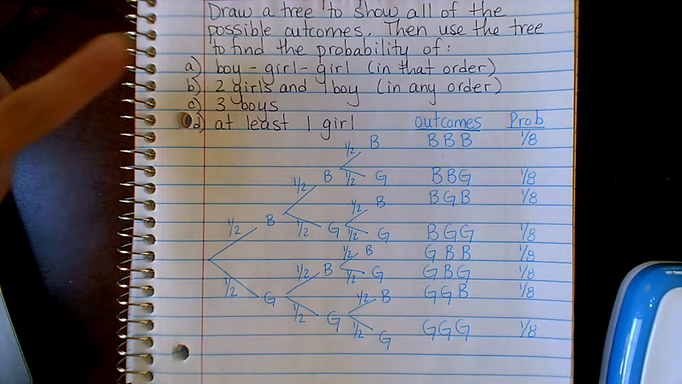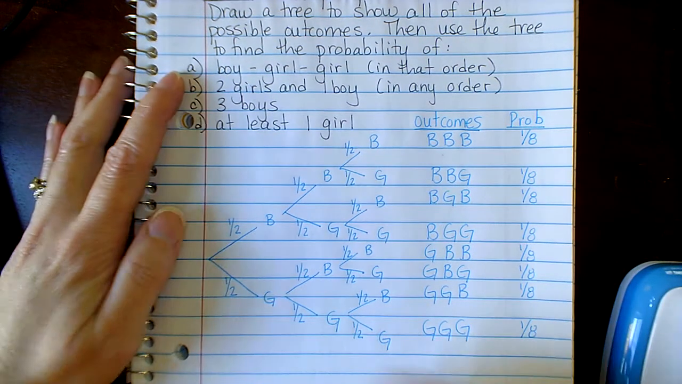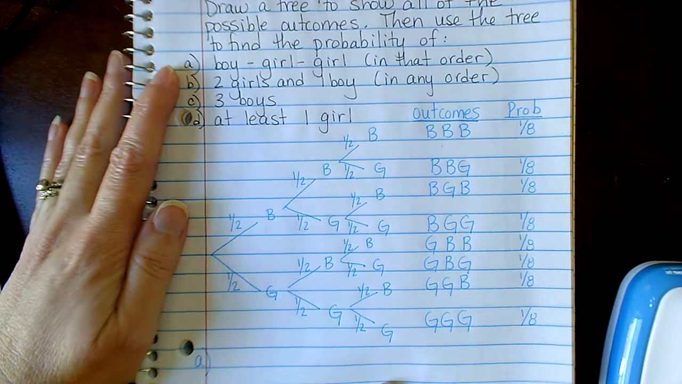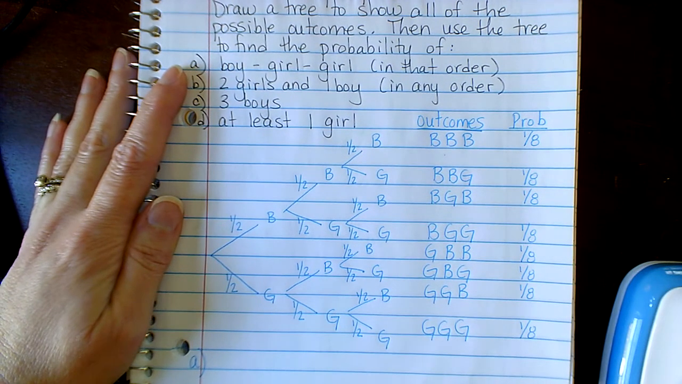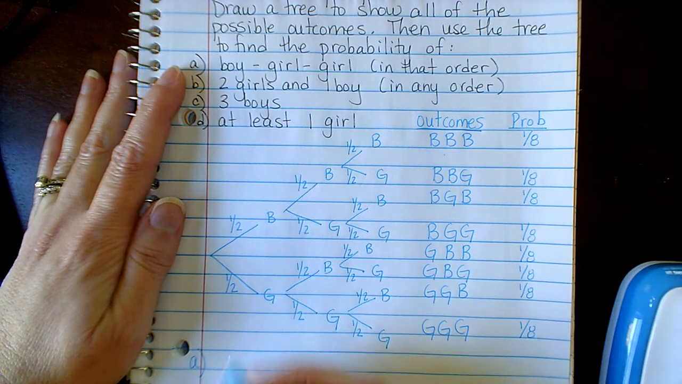Now, let's use this tree to answer these questions. So for part A, what is the probability of boy, girl, girl in that order? Boy, girl, girl in that order. That's 1/8.